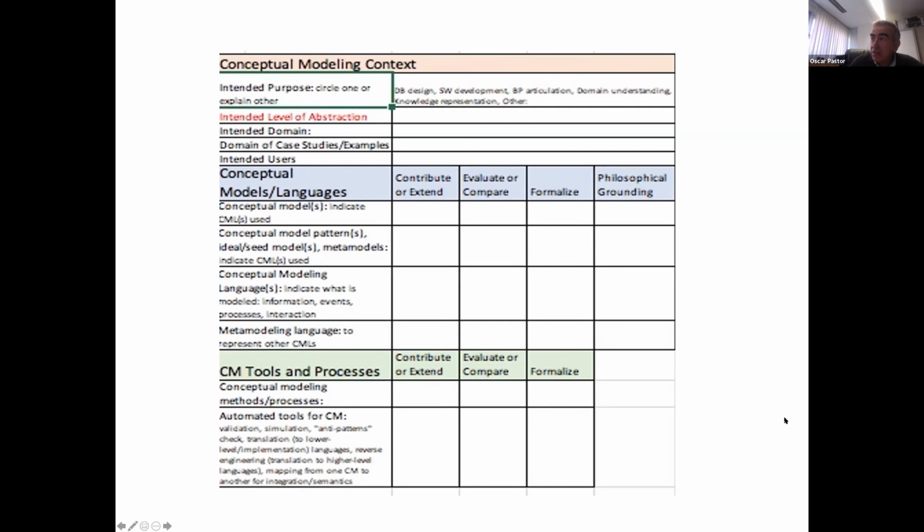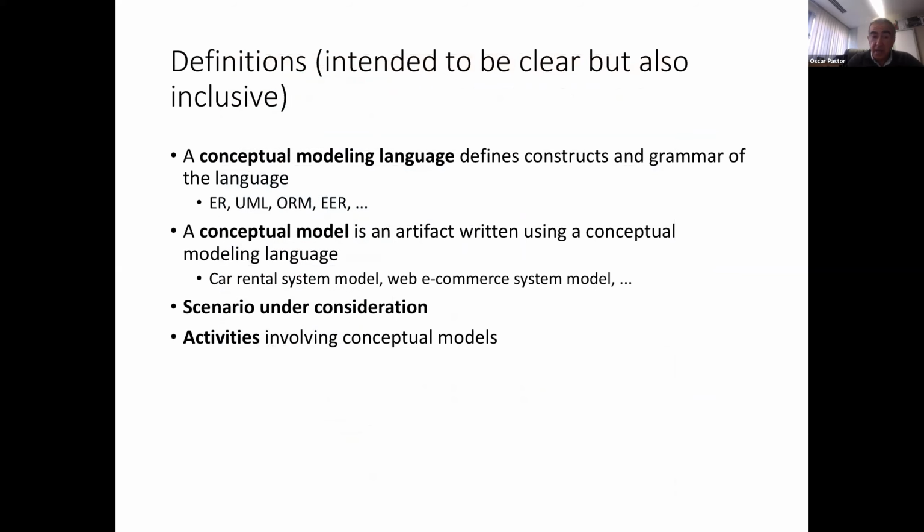These are the three dimensions that you can see here on the screen: the context, the language support of the modeling activity, and the methodological support in terms of tools, processes, and so on. Well, definitions must be clear and inclusive, as can be seen here. A conceptual modeling language is a way of defining the constructs and the grammar of the language.